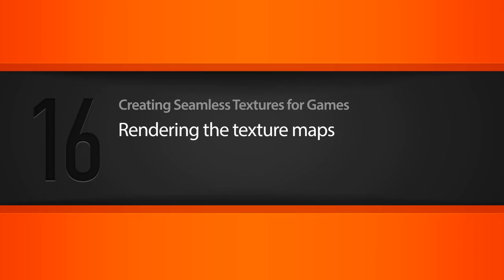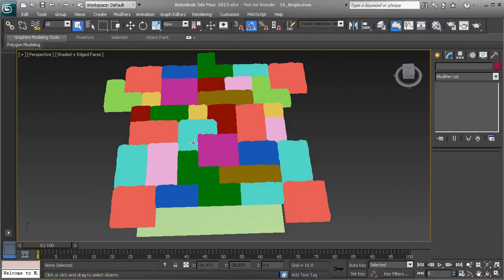In this lesson, we're going to begin creating our images or maps to bring into Photoshop. Inside of 3ds Max, we're going to be using render to texture to project all of our different maps onto this plane, so that way we can take those into Photoshop.